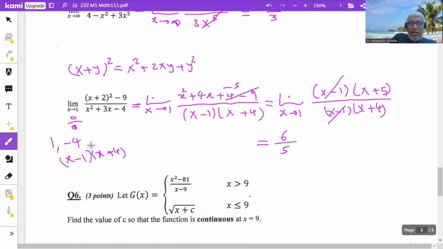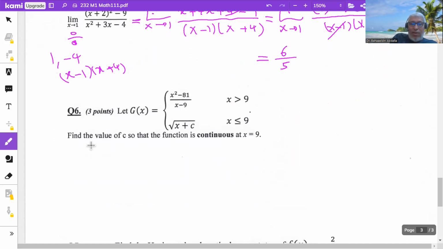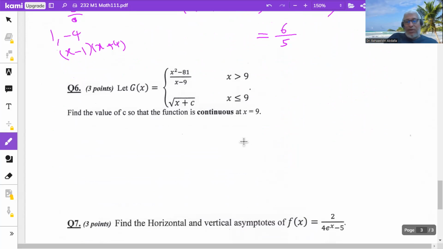You can always check the limit using the calculator. Let g of x, this is a piecewise function, find the value of c so that the function is continuous at 9. Remember, the function will be continuous at 9 if the limit when x approaches 9 of the function is equal to f of 9.